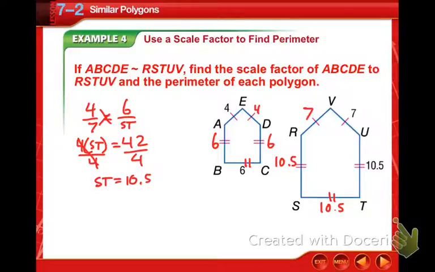We can find the perimeter just by adding all the sides together. So 4 plus 6 is 10. We got 2 of those on ABCDE, so that's 20, and 20 plus 6 is 26. So P is equal to 26 here. And then the other one, we got 10.5 plus 10.5 plus 10.5, so that's 30 plus the 0.5 would be 31.5. And 31.5 plus 14 comes out to be 45.5.